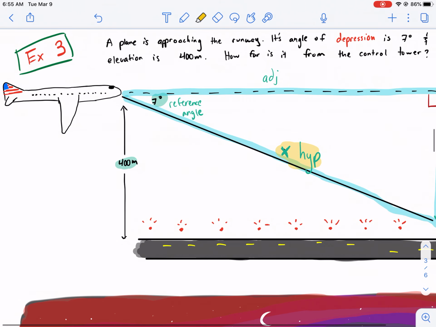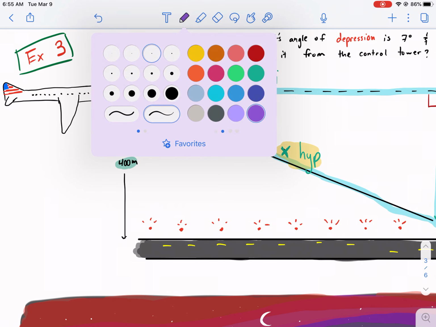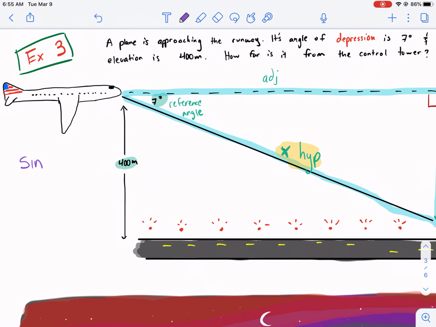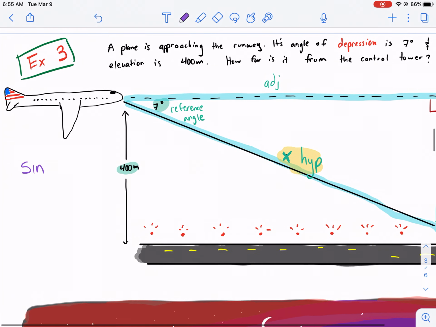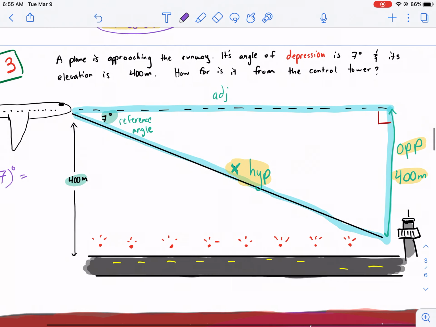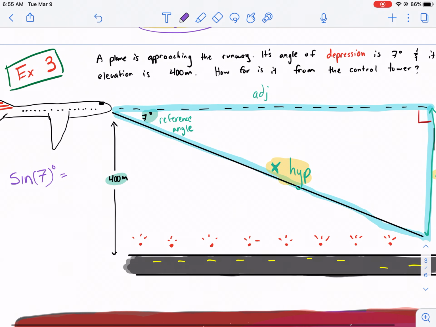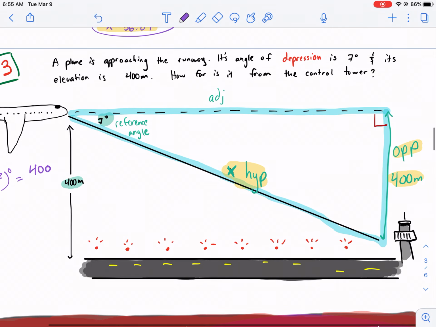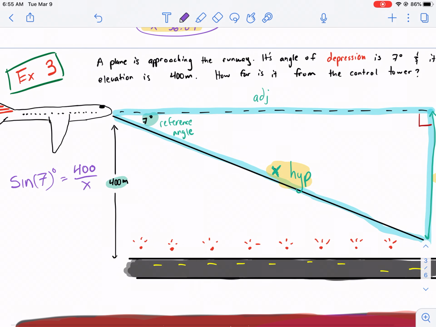Okay, so we're going to come down here. We know that the ratio we're going to use now is sine. So the sine of 7 degrees is going to be equal to the opposite side, which is 400, and our hypotenuse is x.